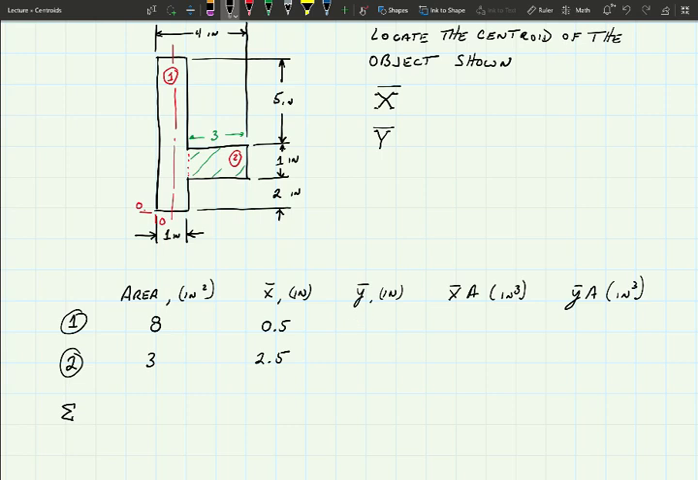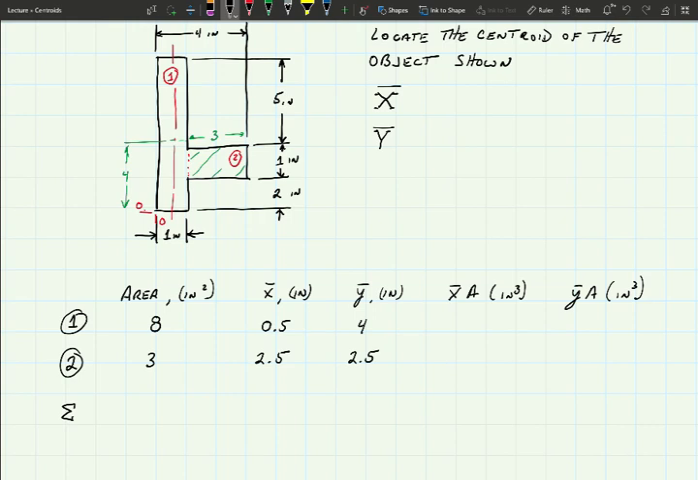So for 1, Y is going to be halfway up here, so we're going to get a centroid like so, and that'll be 4 inches from there to here. So our Y centroid is 4. Okay, and on 3, again, we're coming from this base down here. We're 1 inch or 2 inches up, and then half an inch there. So this value is 2.5.